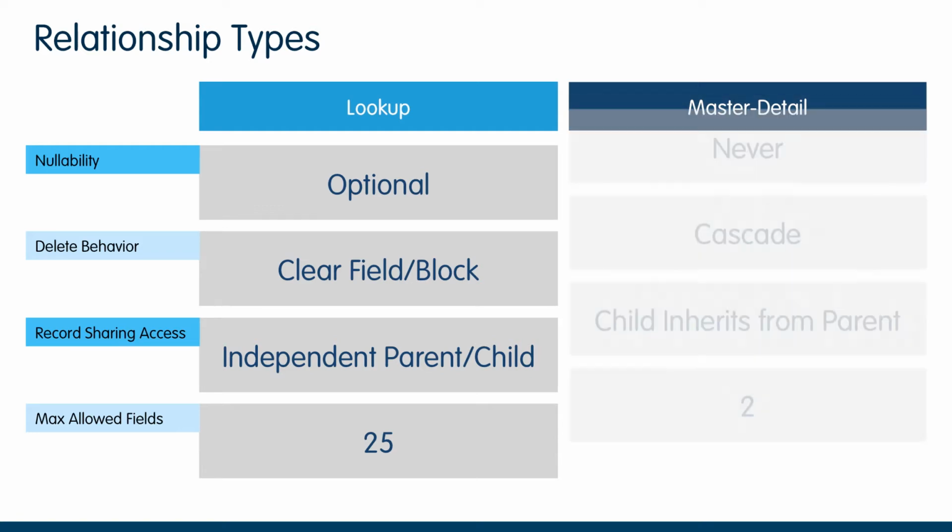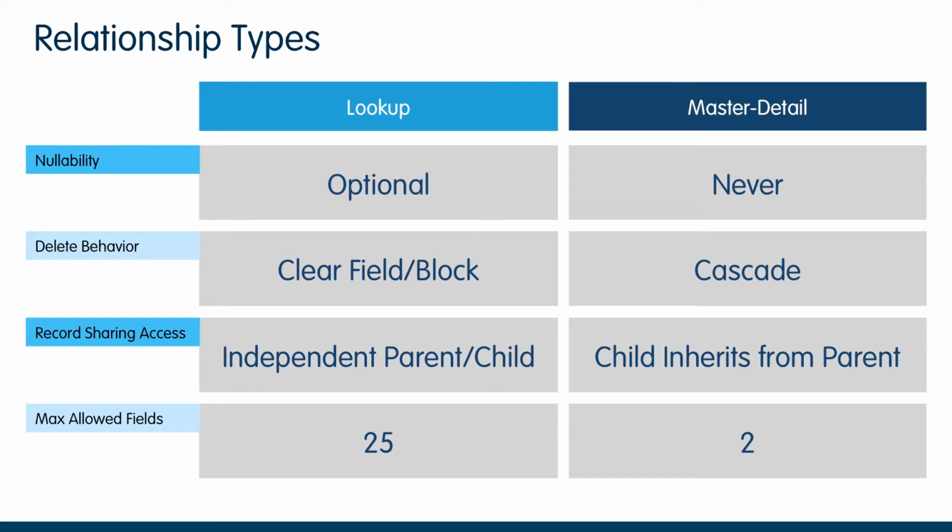Let me just build out the rest of the slide so we can contrast these a little better. In master detail relationships, you never get a null relationship. You can't have a detail dangling around, a detail record with no master to refer to. So that is never an option, whereas in lookup it is. The delete behavior for master detail is always to cascade. So if you delete the master, it will remove all of the detail objects.